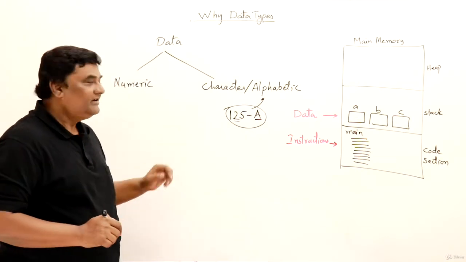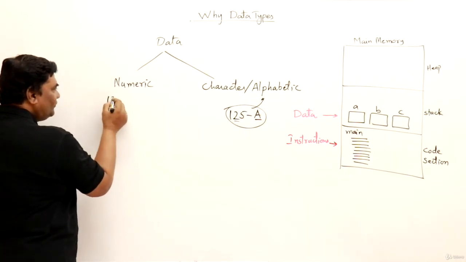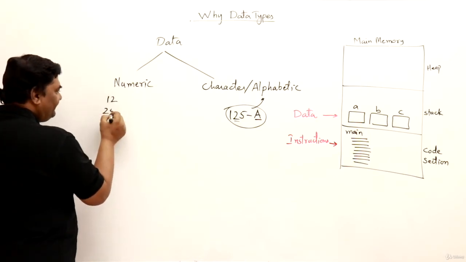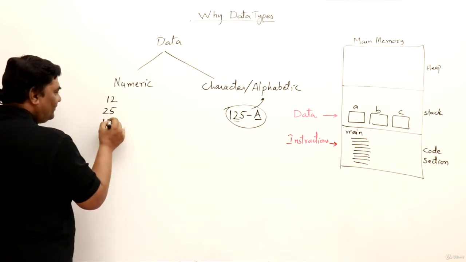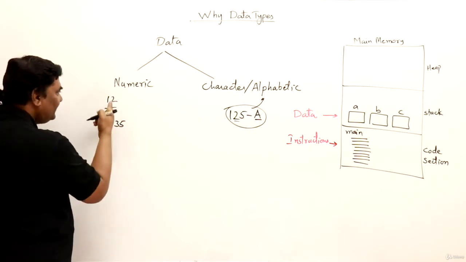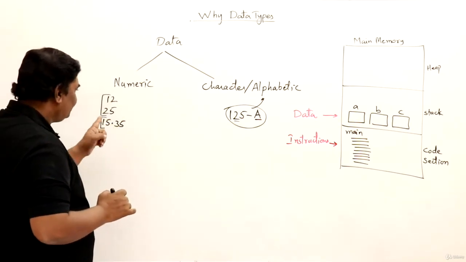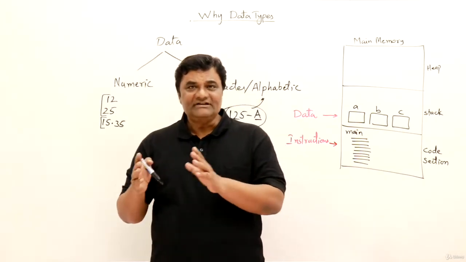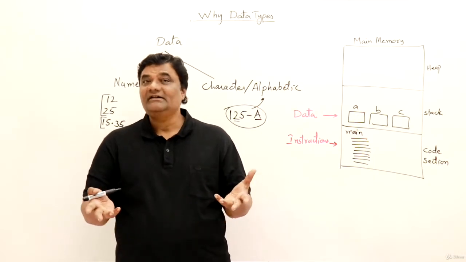So let us pick up numeric. If I have a number, that is the price of some item, let us say it is $12, or the roll number of a student, that is 25, or the bill amount is $15.35. If you observe, this one does not have a decimal and this one has a decimal. So in daily life we use two types of numbers, one with a decimal and one without a decimal. We don't usually differentiate them. We say it's a number only.